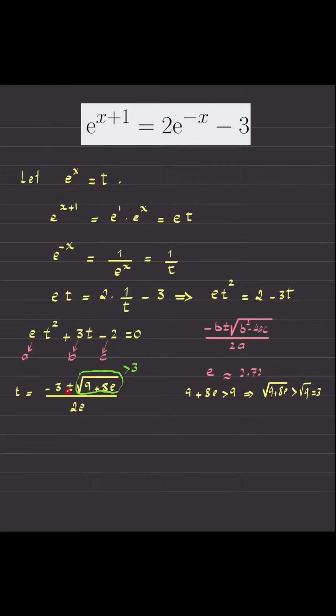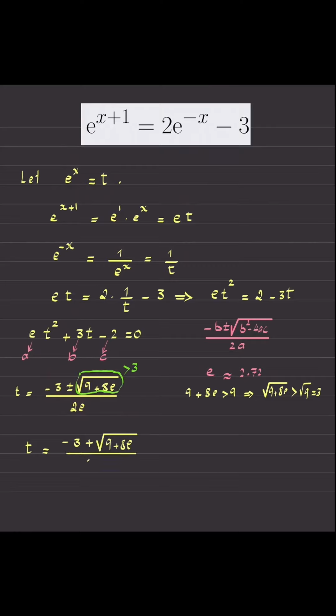But if I choose the minus sign, minus 3 is negative, minus a number which is greater than 3 is also negative, so the numerator becomes negative, but the denominator 2e is positive. So negative divided by positive is negative. So the negative sign is not acceptable for finding x. So I need to consider the other scenario. I throw the negative sign away and keep the positive sign, so it becomes minus 3 plus the square root of 9 plus 8e, over 2e.